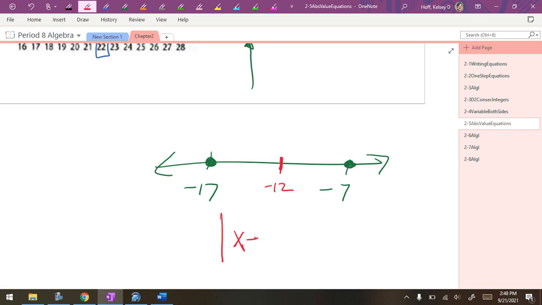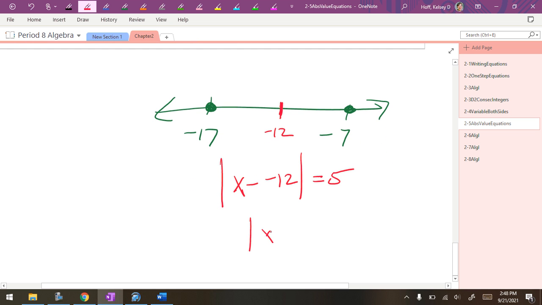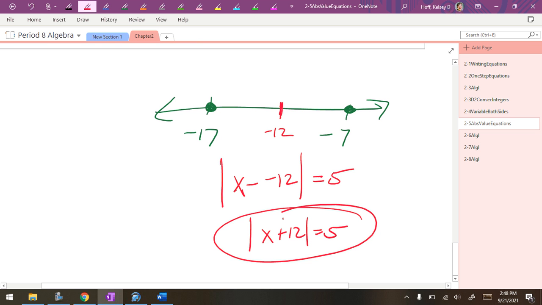x minus -12. What's my give or take? 5. Subtracting a negative really means you are adding. So in that case, yes, the actual answer would be addition. No, you should not. You should rewrite it. This is not simplified. You do not want to leave it that way.